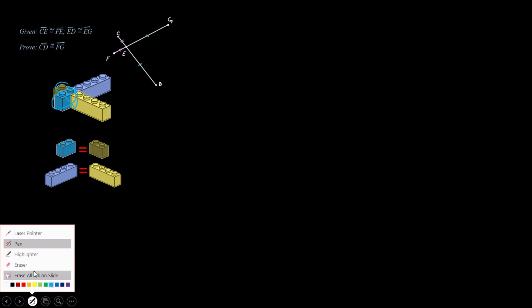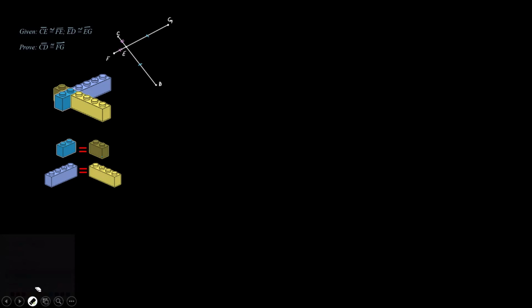We were told that the two small pieces here are congruent, correct? That's very good. So the two small pieces are congruent. This one is congruent to this one, and we're told that the two medium-sized pieces, the blue one here, this one, and this one, are congruent, correct?